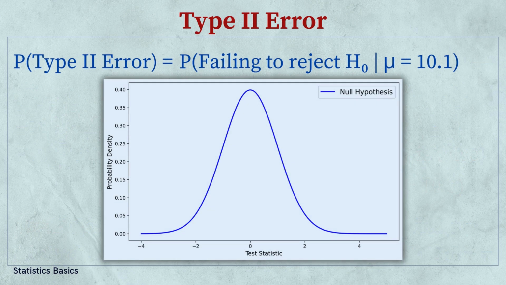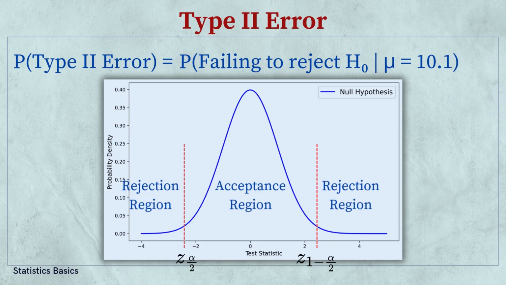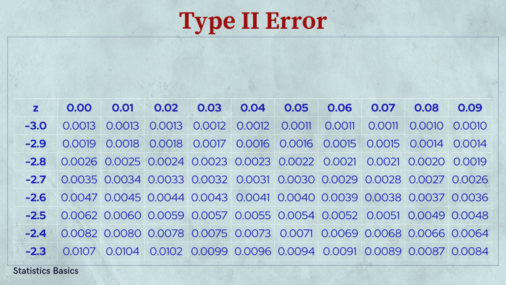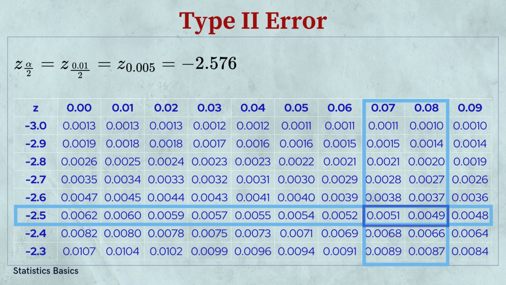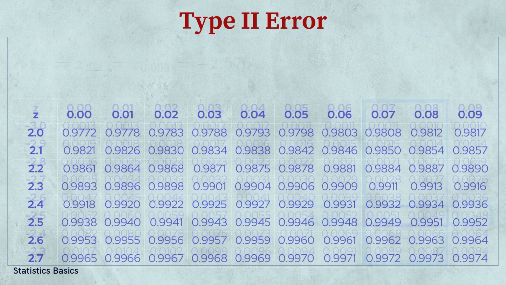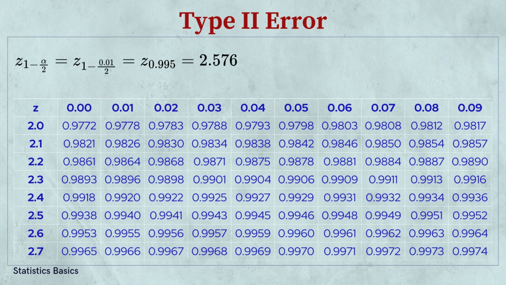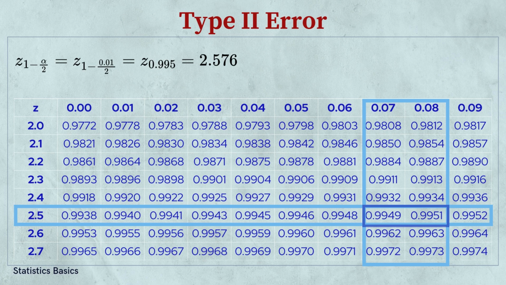In a sample distribution of the sample means, the region between Z alpha by 2 and Z 1 minus alpha by 2 represents the acceptance region, that is, if the observed sample mean lies in this region, we fail to reject the null hypothesis. These threshold limits can be obtained from the Z-distribution table by locating the probability value of alpha by 2, that is 0.005, for the left tail limit and the probability value of 1 minus alpha by 2, that is 0.995, for the right tail limit.